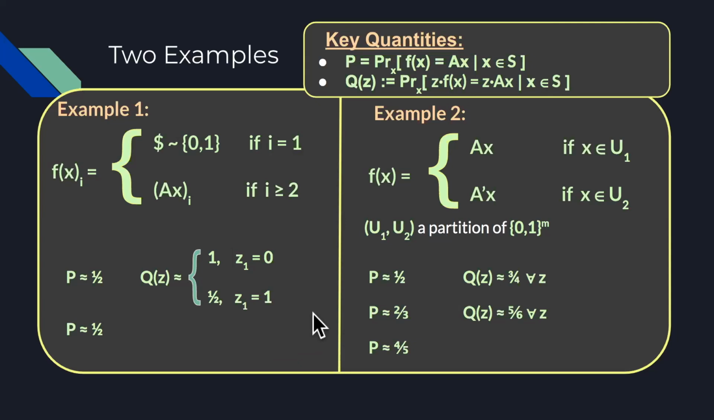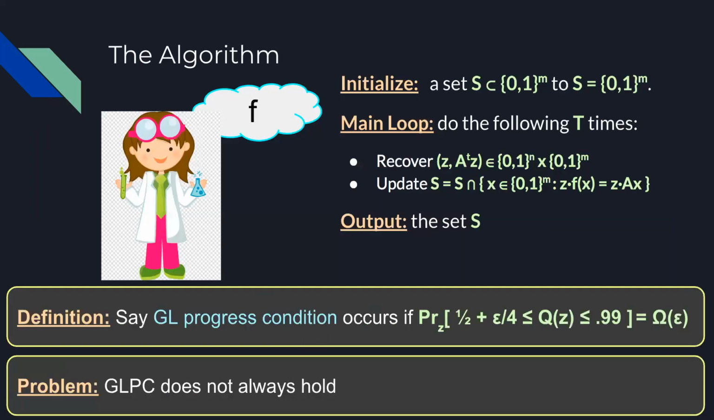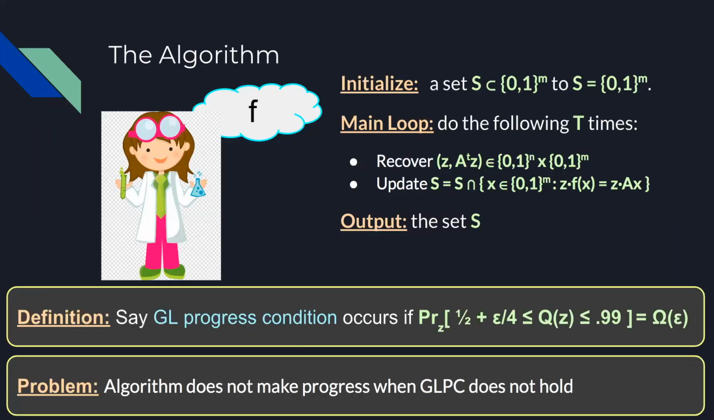Okay, so your P is still going to be this. The problem is that the Goldreich-Levin progress condition does not necessarily hold. The algorithm is not going to make progress in this case. So we need something a little smarter than this basic greedy algorithm.